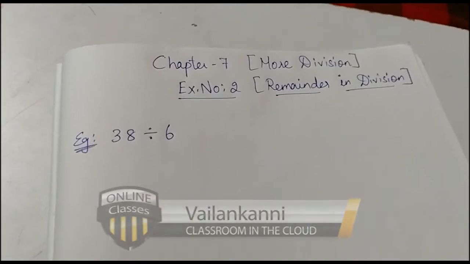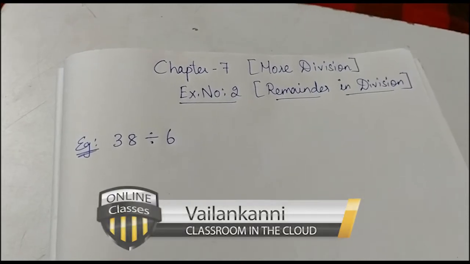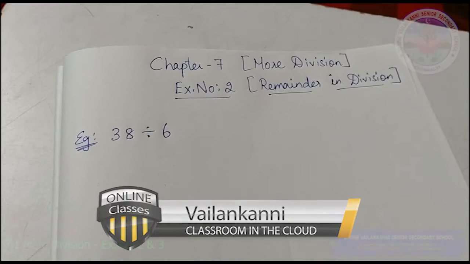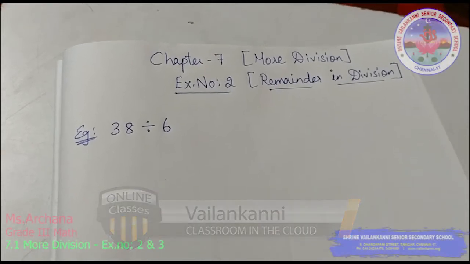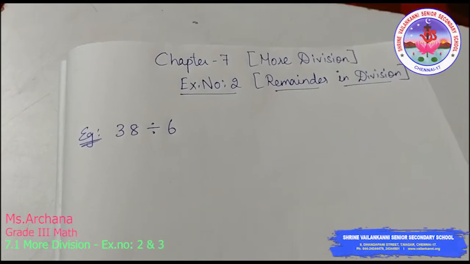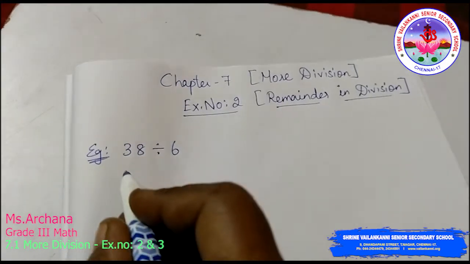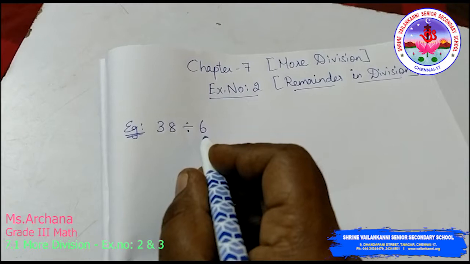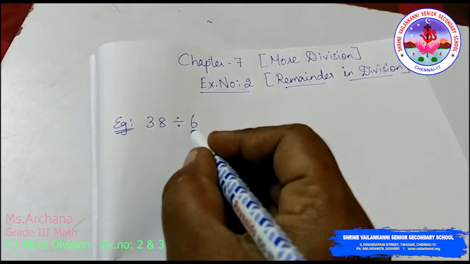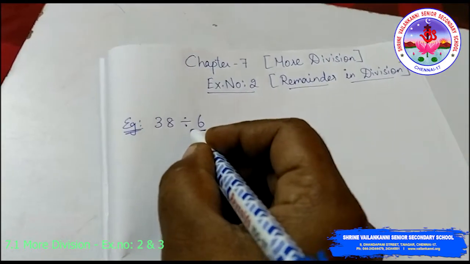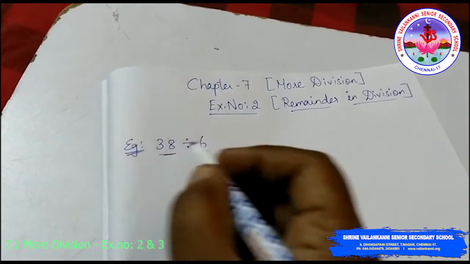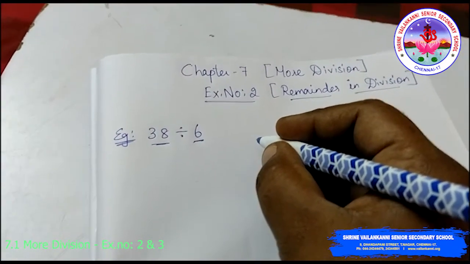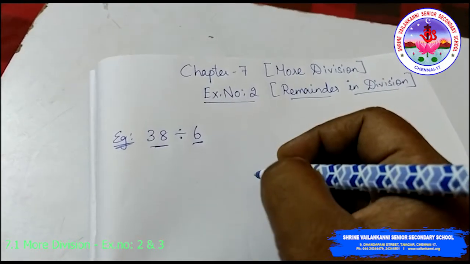Hello children, in this video we are going to continue chapter 7 exercise 2. So about more division, we are going to see remainder in division. For that I have taken the example of 38 divided by 6. You know very well that 6 is called the divisor and 38 is called the dividend. I am going to use the long division method to do this division.